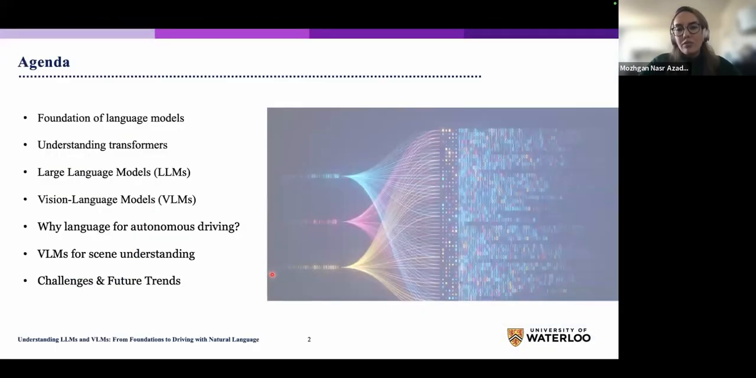The topics we are going to cover in this series of lectures are the foundation of large language models. We are going to see how earlier architectures led to the transformer architectures. We're going to take a look inside the transformer architectures, how large language models work, and how vision language models see. For today and for Monday, we are going to discuss their application for autonomous driving and scene understanding, current trends and future trends, and existing challenges.